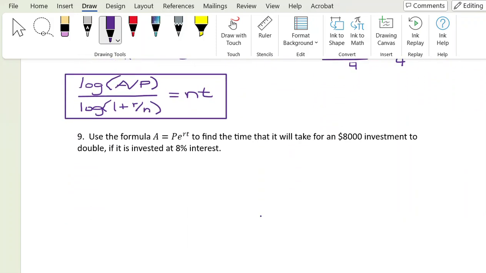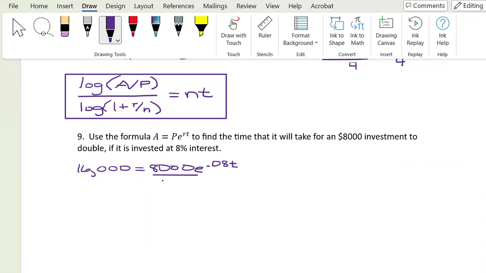Now let's look at number 9. So this time we have a continuously compounded situation because we're using the formula that has e. So I want to find the time that it will take for an $8,000 investment to double, which means that it's going to equal $16,000. My P is going to be the 8,000, and then the interest rate is 8%, so 0.08, and we're solving for T.